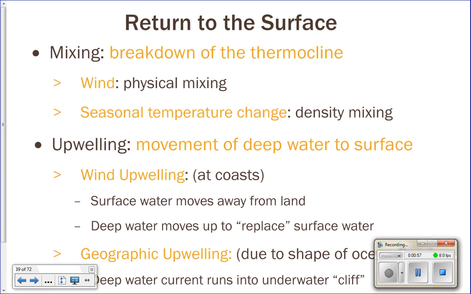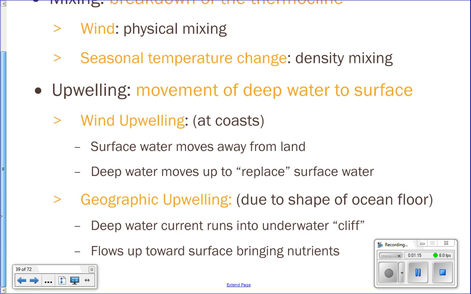Okay, so remember when we talked about overturn? When you get more dense water on top of less dense water, and you get that dense water sinking down and the less dense water coming up. So you can get seasonal temperature changes, which will cause density mixing of the water, overturn. And then you can have upwelling. Okay? Upwelling is the movement of the deep water to the surface. You can have wind upwelling like we talked about at the coast.